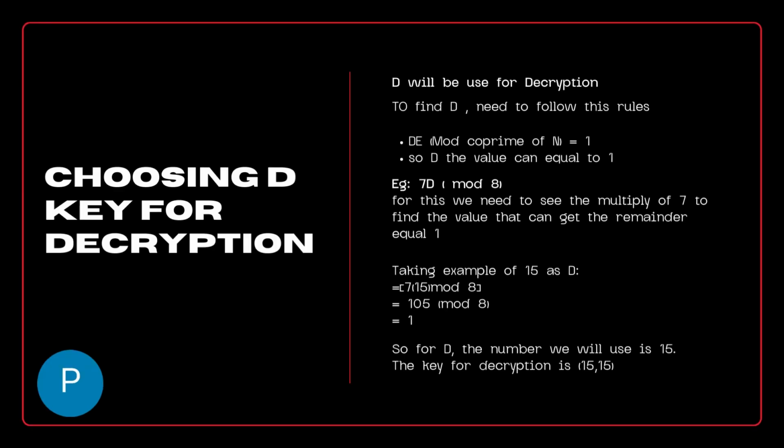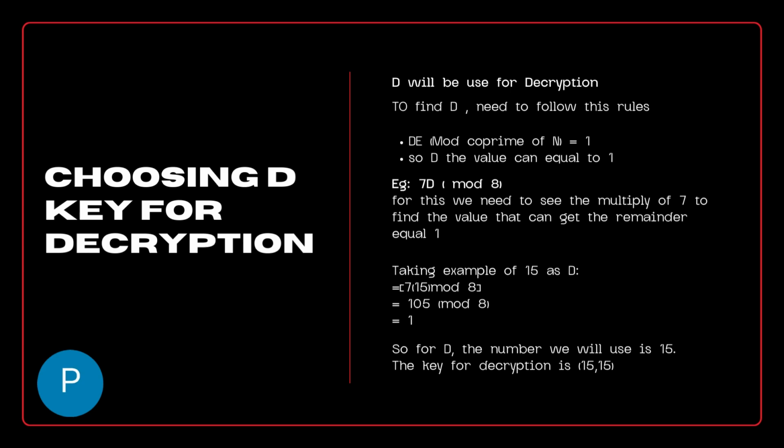Now we need to find the D key for decryption. D will be used for decryption. To find D, we need to follow these rules. The first rule is D times E, mod the coprime count of n, must be equal to 1. So for our example, we use 7D mod 8. 7 is our encryption key and D is what we need to find. The mod 8 we get from our coprime count of n.